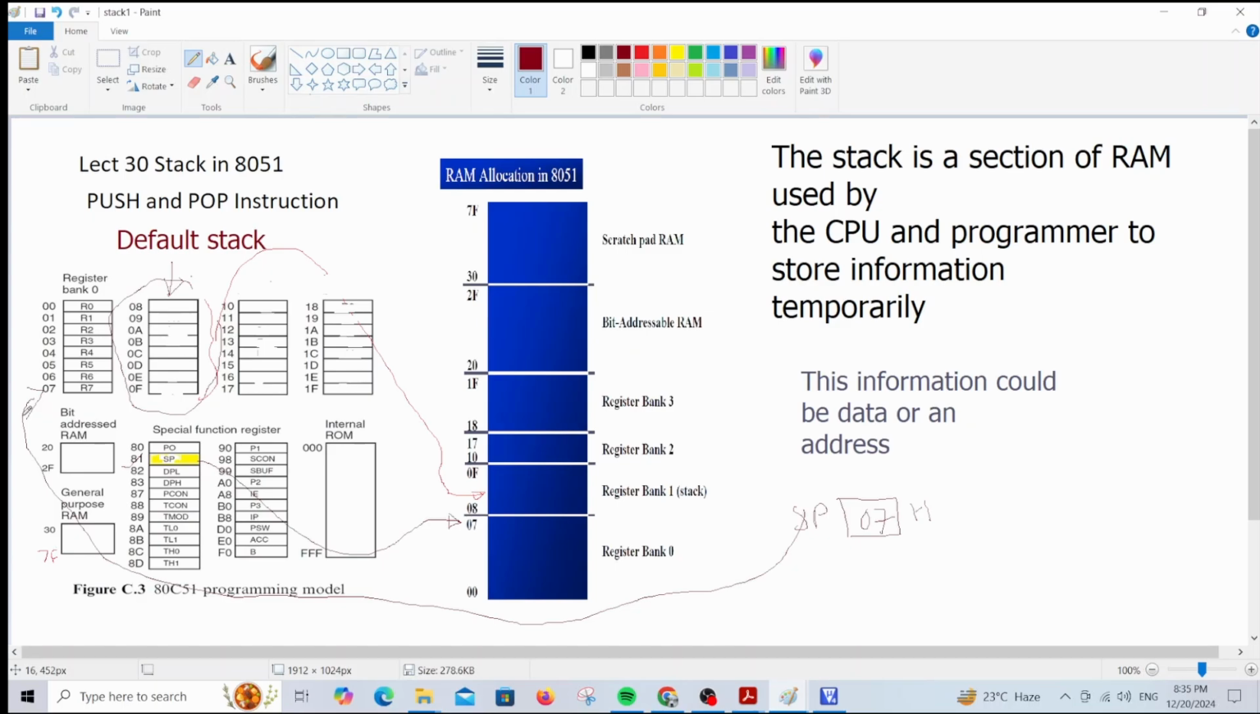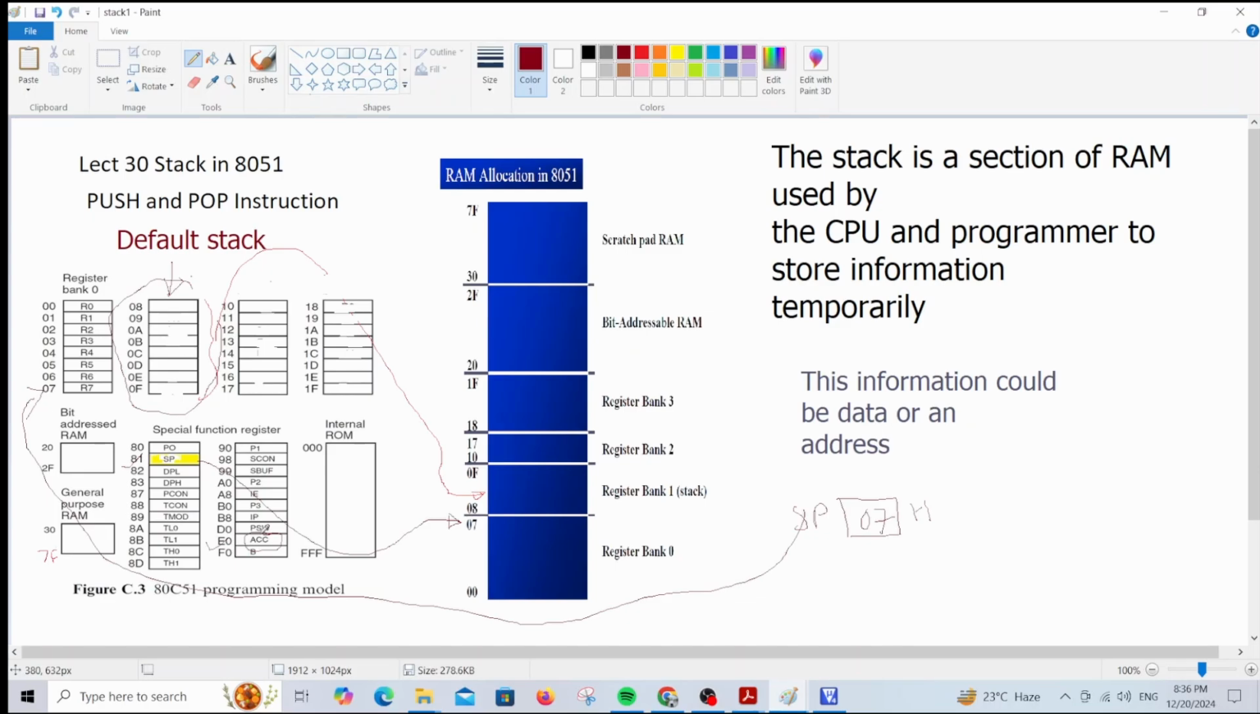So it means that we can use the stack 07 onwards, that is 08, 09, 0A and so on. Now we can use this location for temporary storage. Suppose there is some data in accumulator, for example. This is an accumulator here, E0. Suppose I want that data to be temporarily stored somewhere, because I want to free the accumulator for other purpose. But I will need whatever the data was in the accumulator initially later on.